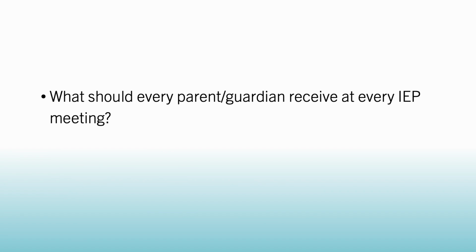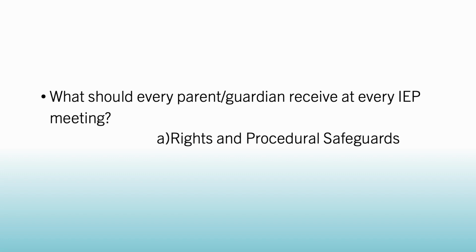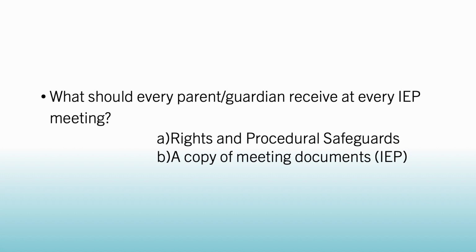Our next question here is, what should every parent or guardian receive at every IEP meeting? A, rights and procedural safeguards. B, a copy of meeting documents. Or C, both. The correct answer is C, both.